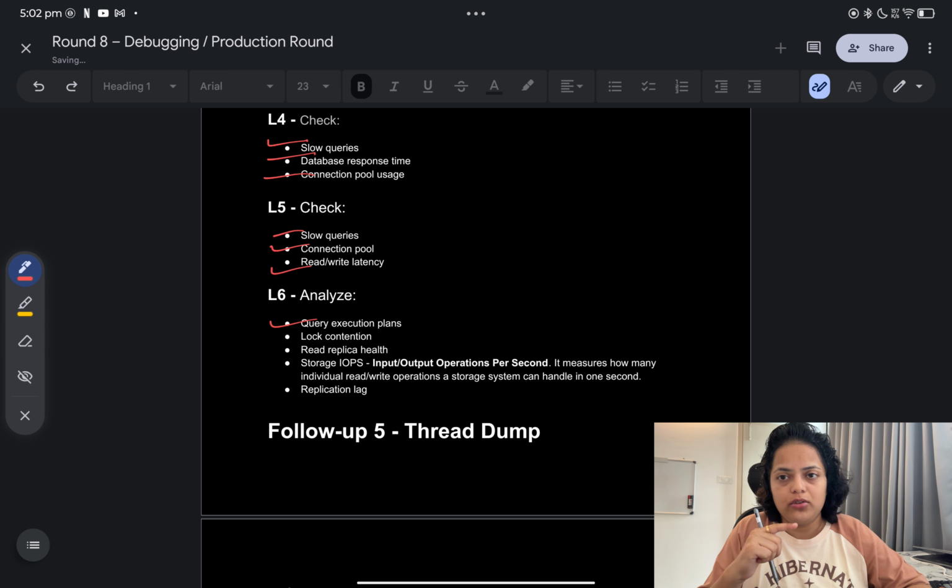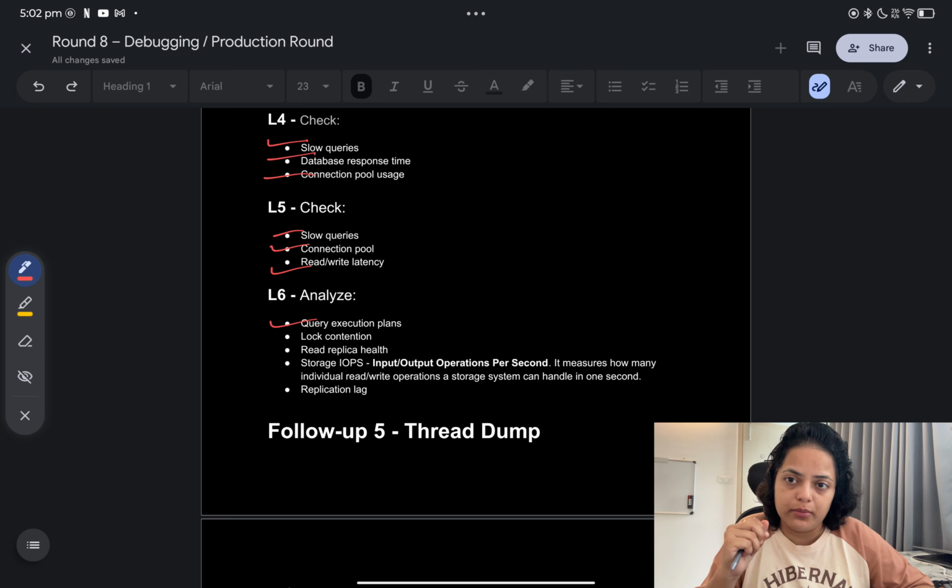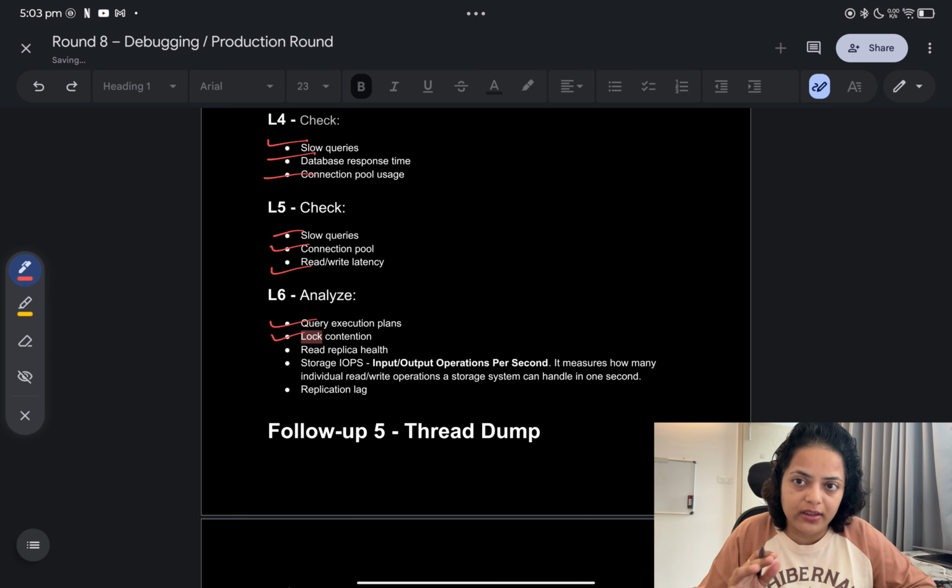Okay, so you define a query execution plan: when you write select star from this table, whether it will be a table scan or an index scan or different types of scan. So you will check that query execution plan. Then lock contention, whether any locks are getting contended or not. And then read replica health and storage IOPS.